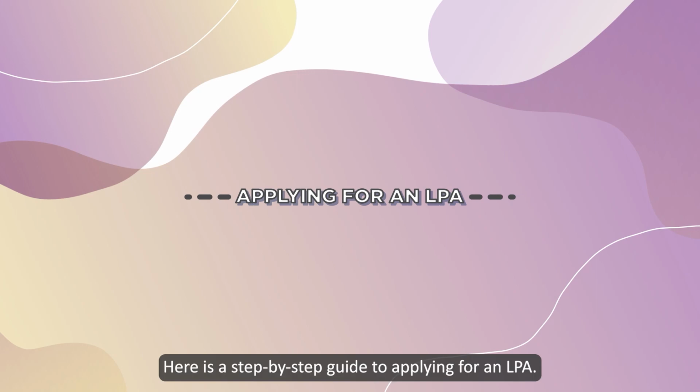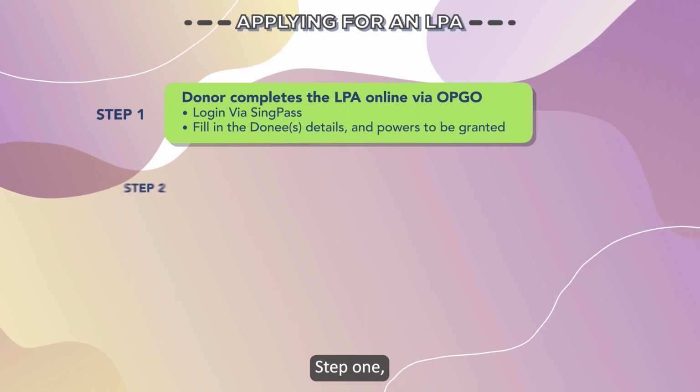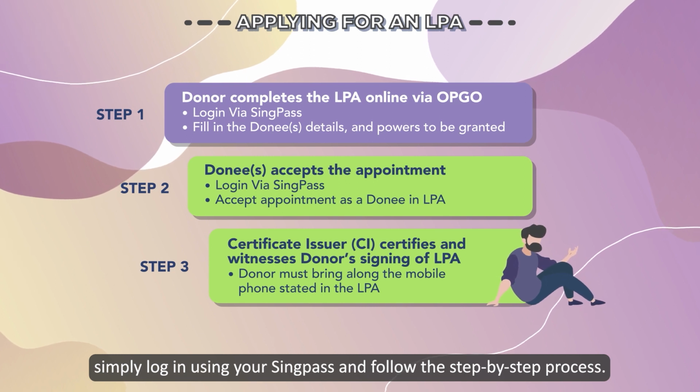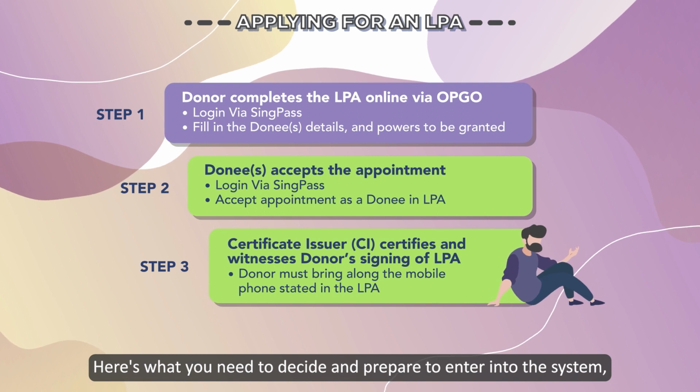Here is a step-by-step guide to applying for an LPA. Step 1. Complete the LPA application form at the OPG online portal. Simply log in using your SingPass and follow the step-by-step process. Here's what you need to decide and prepare to enter into the system.